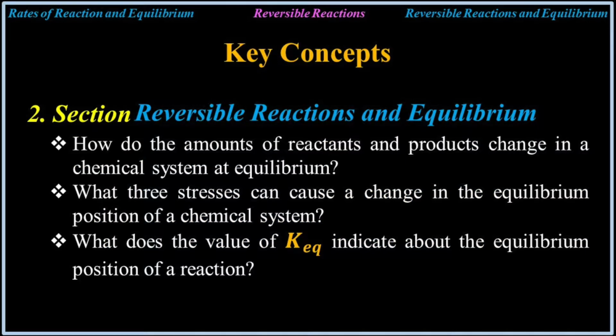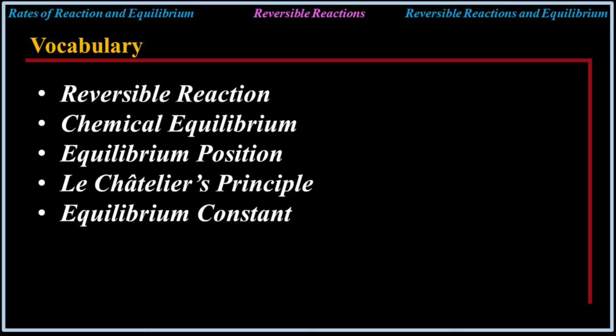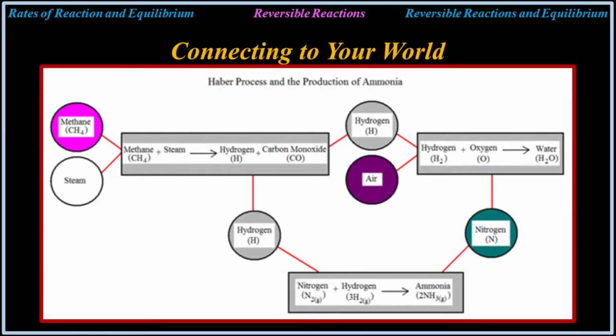Next will be the key concepts. How do the amounts of reactants and products change in a chemical system at equilibrium? What 3 stresses can cause a change in equilibrium position of a chemical system? And what does the value of Keq indicate about the equilibrium position of a reaction? Keq, that's the equilibrium constant. Vocabulary: reversible reaction, chemical equilibrium, equilibrium position, Le Chatelier's principle, and equilibrium constant.